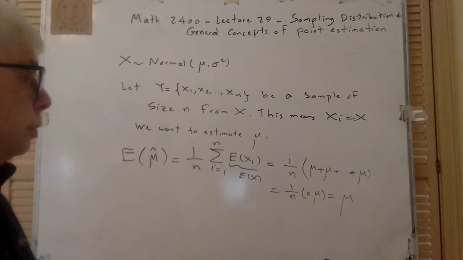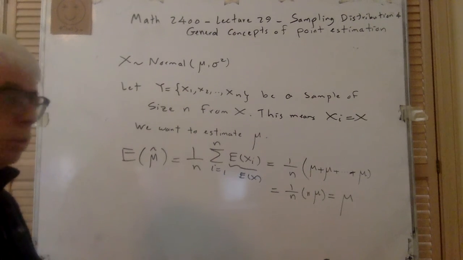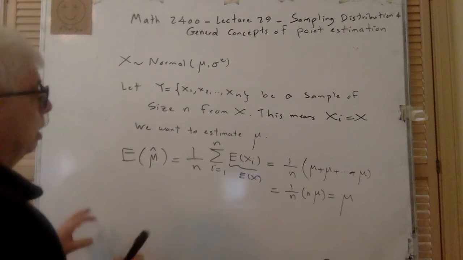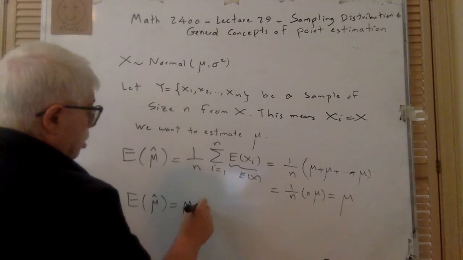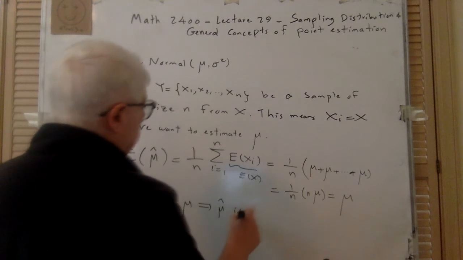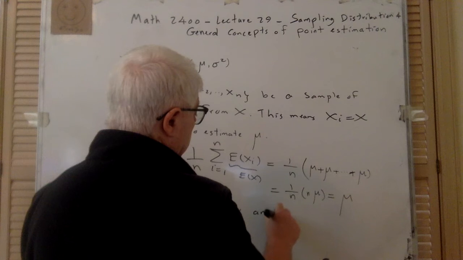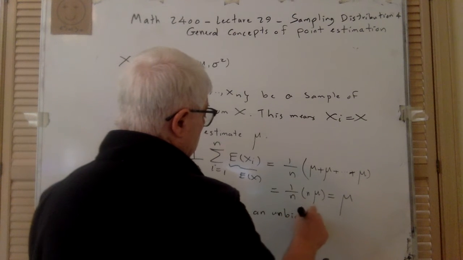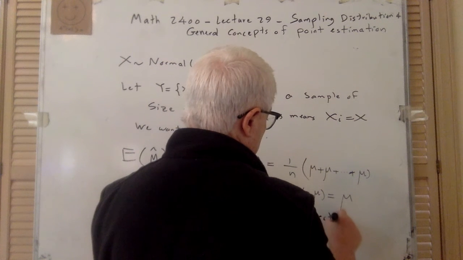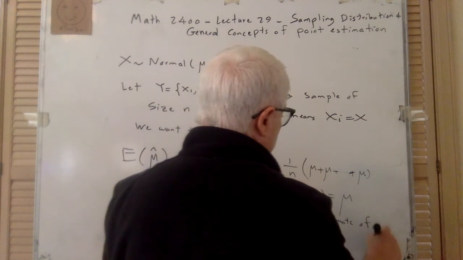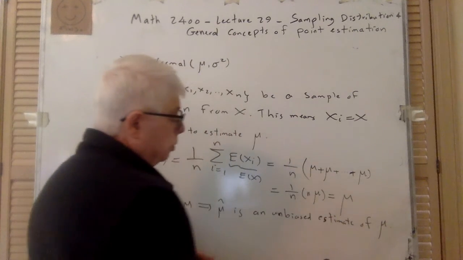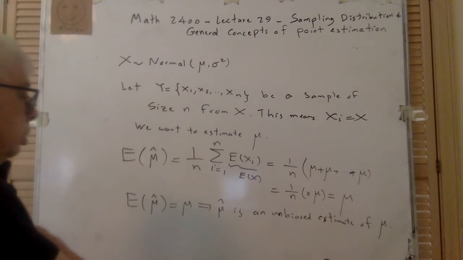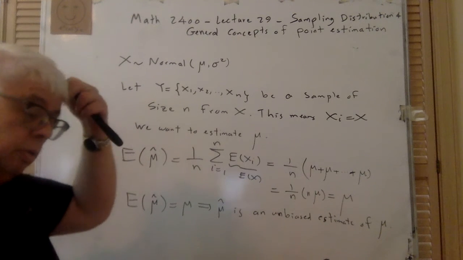Right? So that is fantastic. In fact, the thing which intuitively makes sense, statistically also gives me this. So mu hat is an unbiased estimate of mu. Okay, so that is for mu.